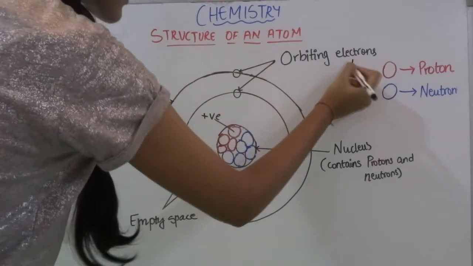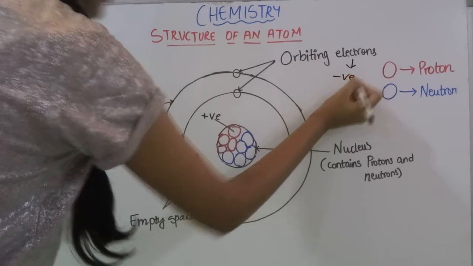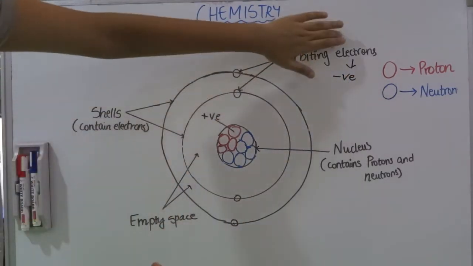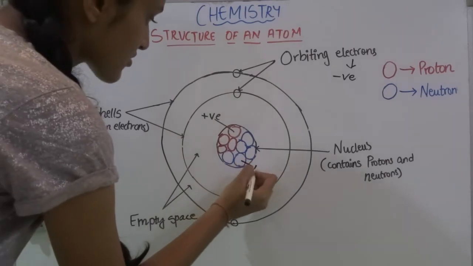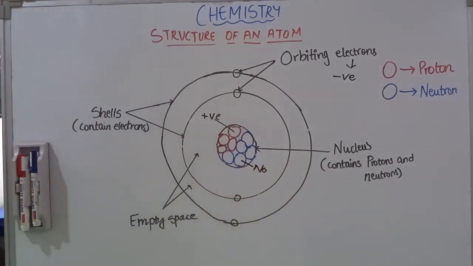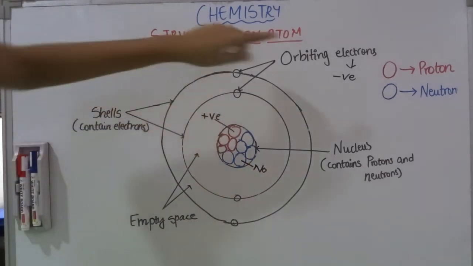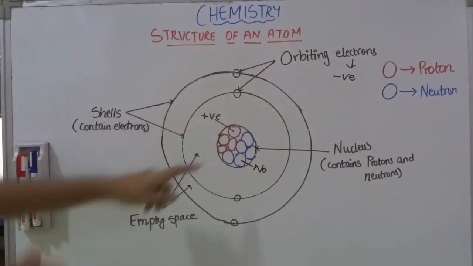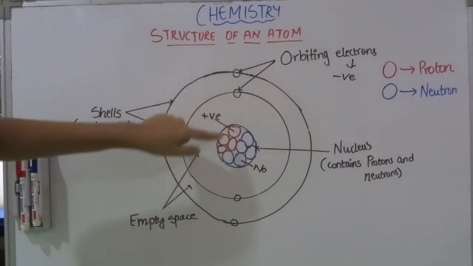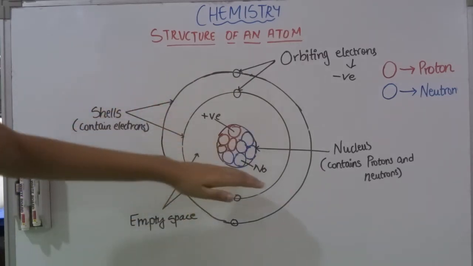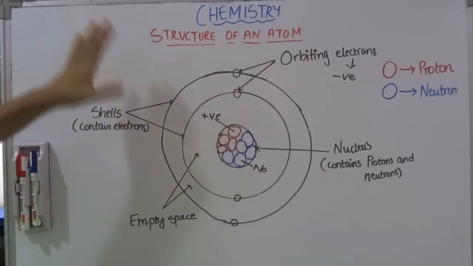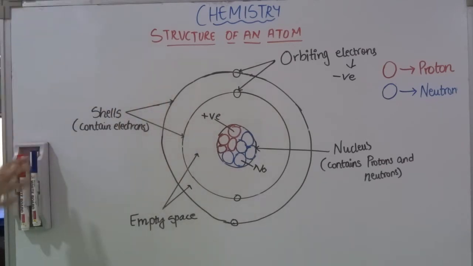Now electrons have a negative charge. Now electrons have a negative charge, protons have a positive charge, and neutrons have no charge. The number of protons are always equal to the number of electrons. Because it has 4 positive and 4 negative, so it becomes no charge, and the neutrons as it is have no charge. So the basic atom is neutrally charged.